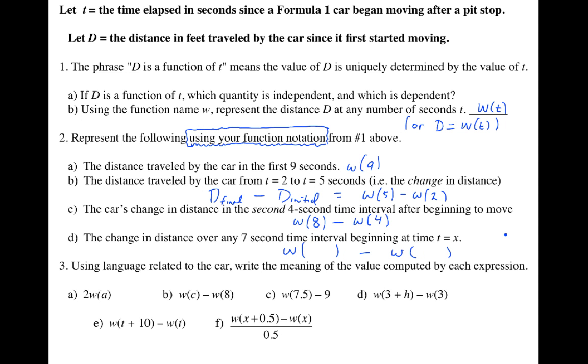What's the initial time? X. So where does that go, first or second? Yeah, X is going to go here, right? Because that's the initial time, just like the ones above. Now we want the change in distance over the 7-second time interval. If the time starts at X seconds, then how much time has elapsed 7 seconds after X seconds, or 7 seconds later? X plus 7.